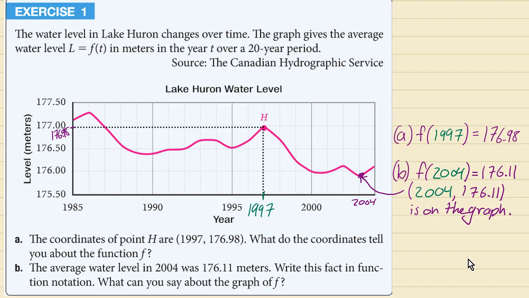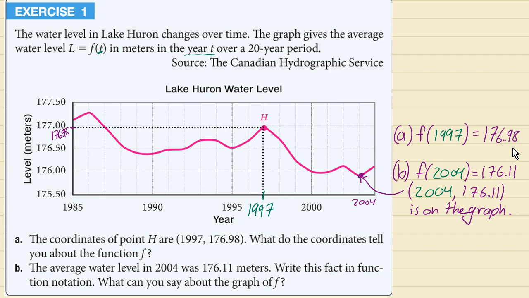Here's the answers. Point H here has the input 1997, the year, and we know the input is the year because it says year t over a 20-year period, and that is the input here. So yeah, that means we're going to replace that t in the function notation with 1997, and the result, L, is 176.98.